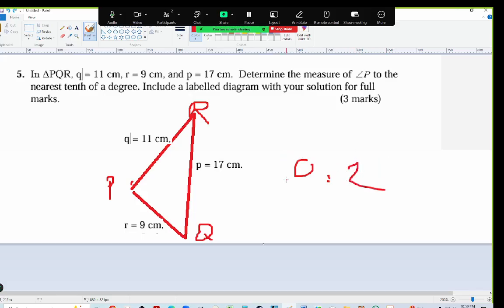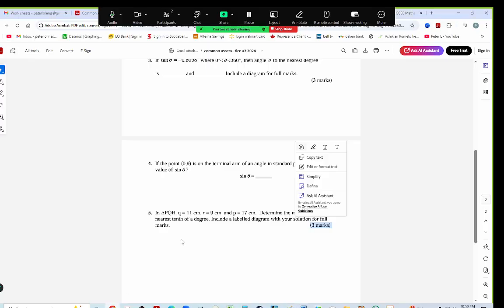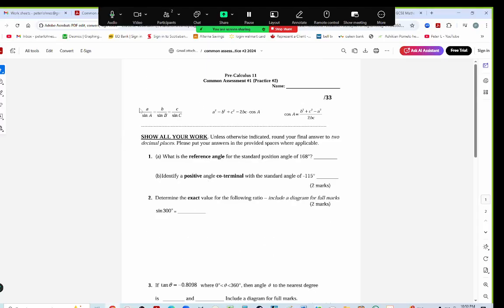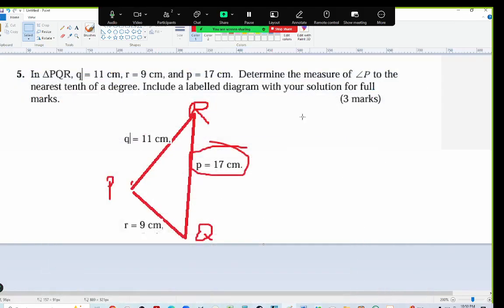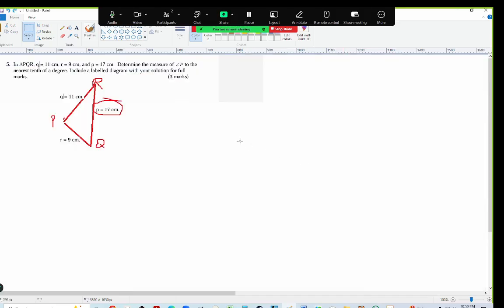Here's something you just have to memorize: when they give you 3 lengths, you have to use the cosine law. So we have to pull up the cosine law that has the angle in it. We're going to go back up top. He's given you some of the formulas up here, and this is the one we've got to use, the one that has the angle on the left.